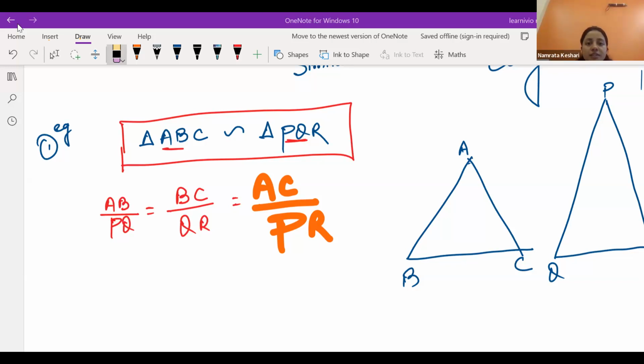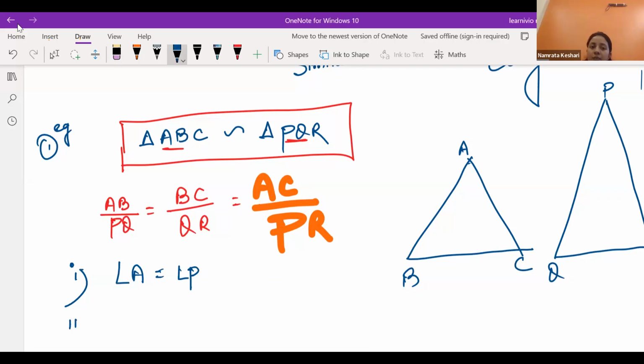Is equal to AC by PR. But this is not the only condition which needs to be fulfilled. If you already know these two triangles are similar with each other, then one more thing you will get over here, and it is the same as in congruency: corresponding angles will be the same. That means angle A over here will be equal to angle P over there.